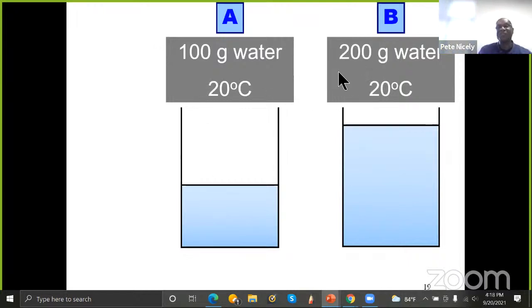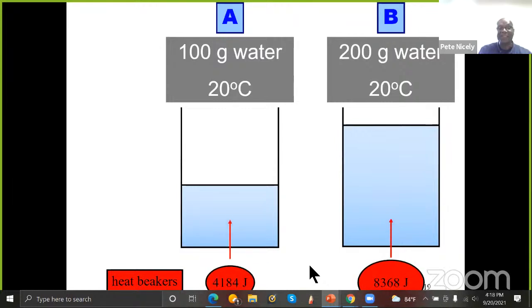Okay, so let's say we have two containers filled with water, one where the water is 100 grams and the other where the water is 200 grams, right? Now they're both at the same temperature, which is 20 degrees Celsius, all right? So they're both at the same temperature. Now let's say we heat these two containers, all right? And we apply different amounts of heat.